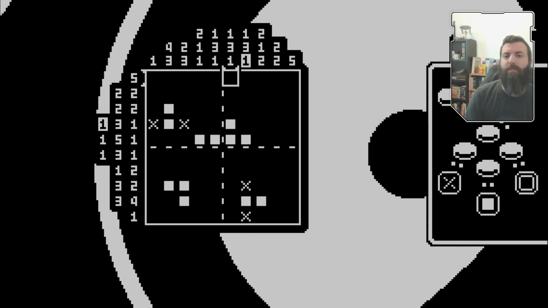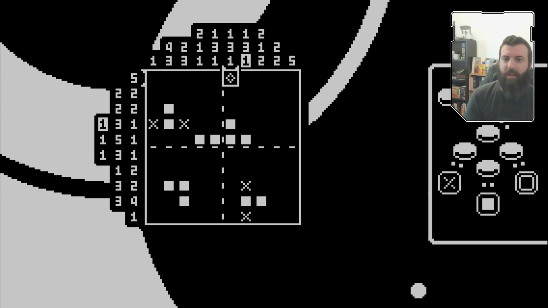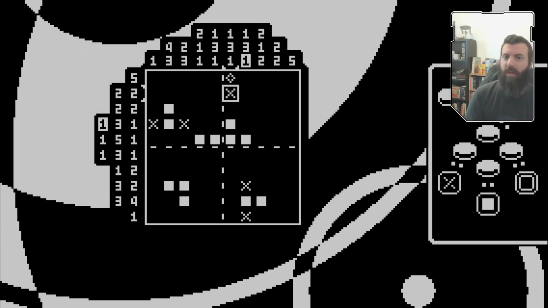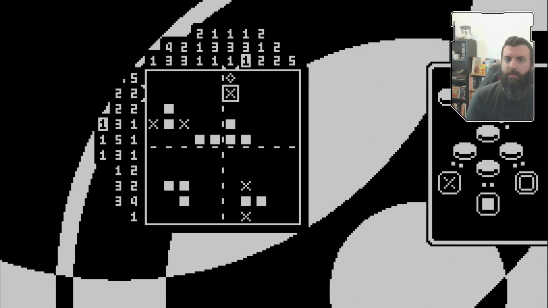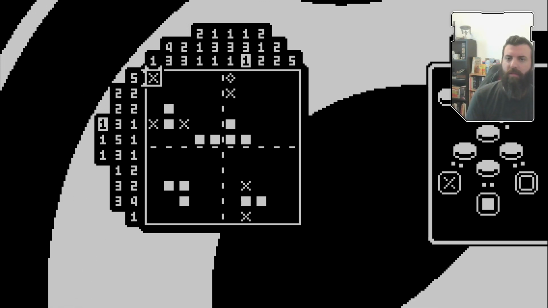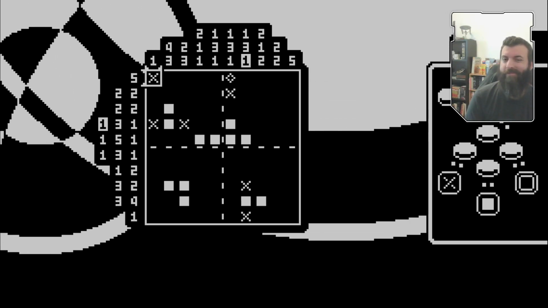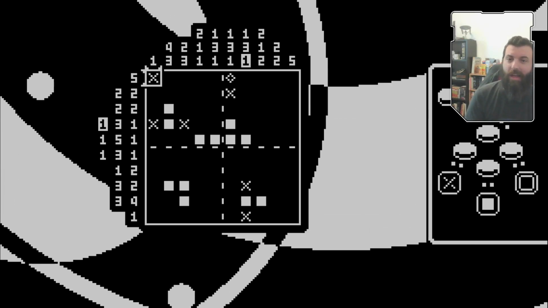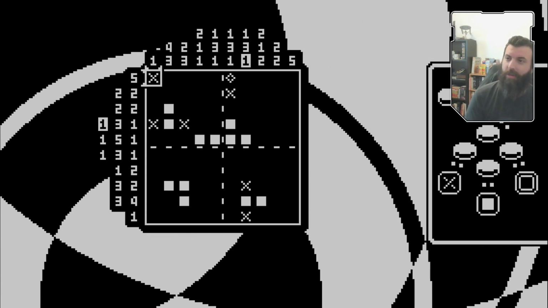I'm going to bet that this pixel is filled in. So let's see what that gets us. That tells us that this pixel can't be filled in, and this pixel can't be filled in. That's about the end of that guess. Unfortunately.